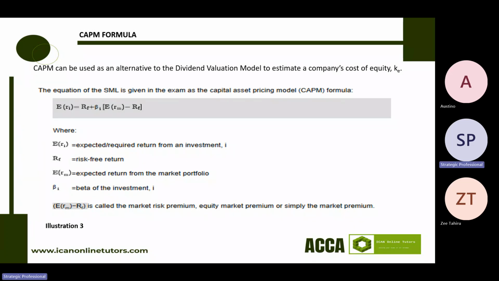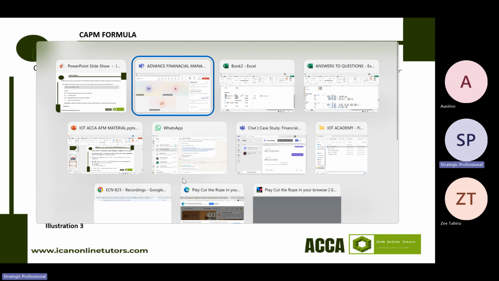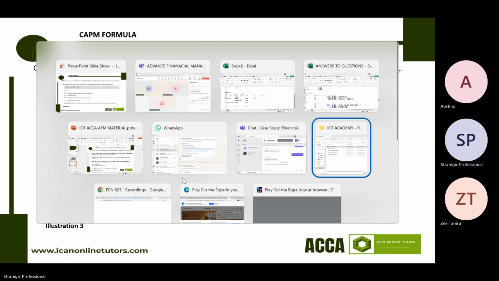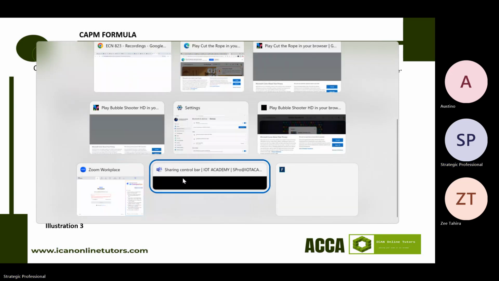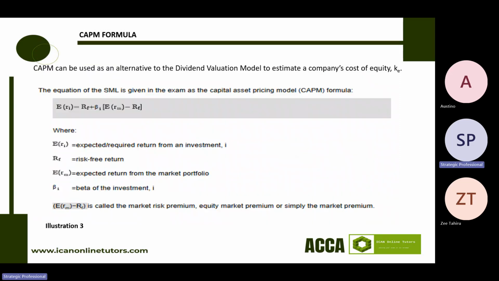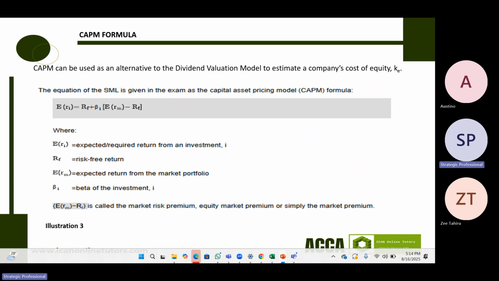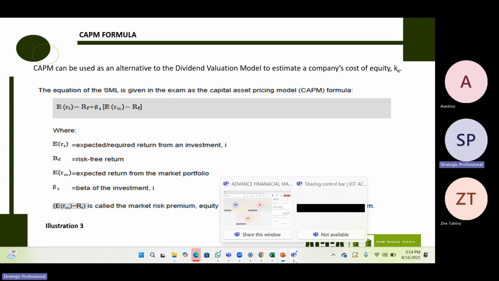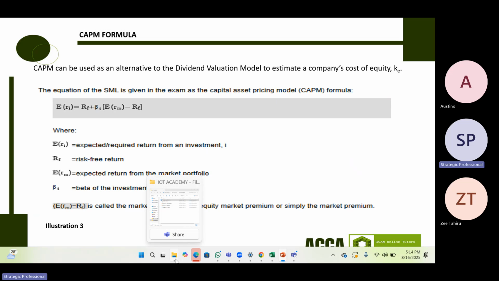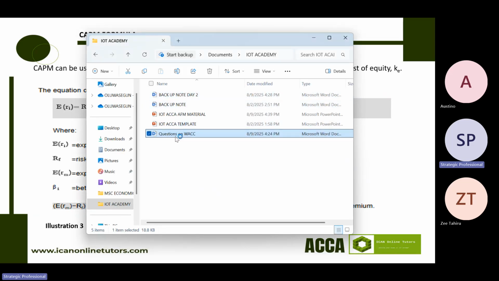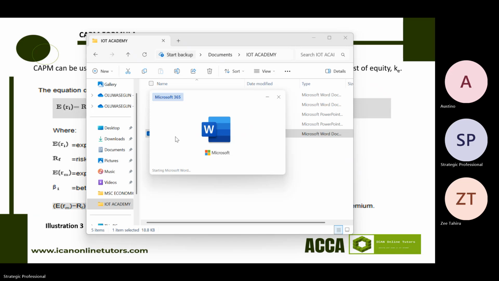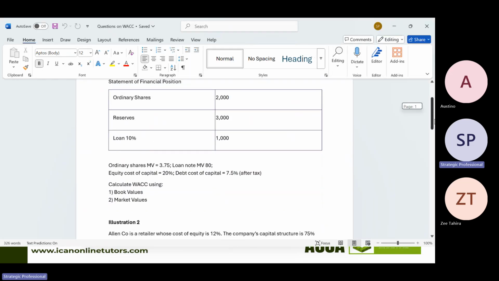I think there's a question on that. Let me just illustrate. I have a question on that, illustration 3, in one of my question sheets. Let me see if I can bring that up. Okay, I don't think I have it here. I'm coming, please. All right, so I think I have it here.